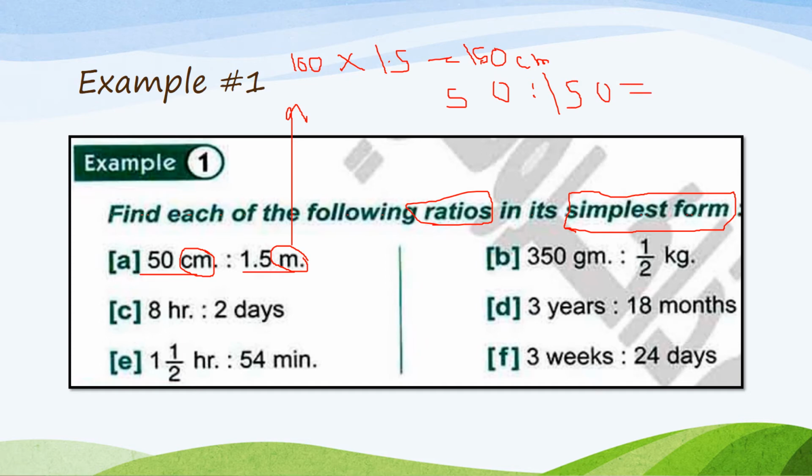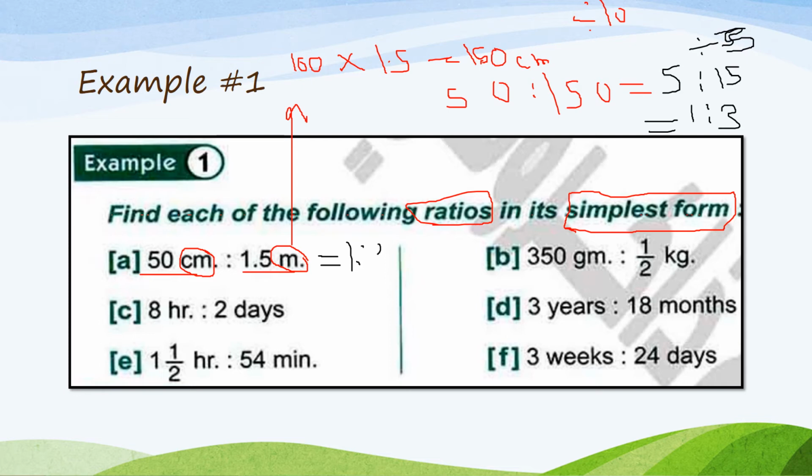Okay, so now we have 50 centimeters to 150 centimeters, and they are both divisible by 10. So 50 divided by 10 is 5, and 150 divided by 10 is 15. And now is this ratio in the simplest form? No, it isn't. We need to simplify it one more time because both of these are divisible by 5, right?